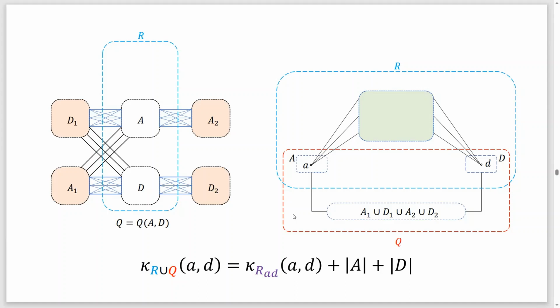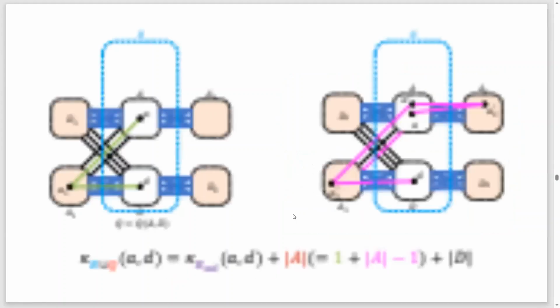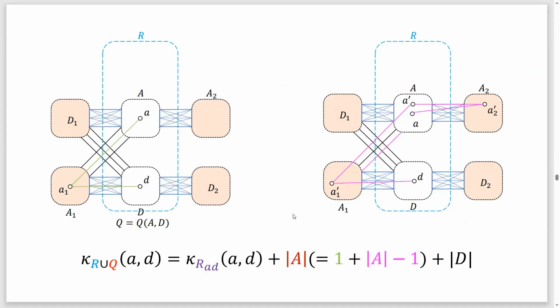below we begin our proof of the lemma at the bottom of the page. That is, kappa of R cup Q from A to D is kappa of R_AD from a to d, adding the size of A and the size of D. We also prove this lemma in a flow-cut manner. That is, we first construct vertex-disjoint paths and then construct cuts that meet these requirements. So for the first one, we consider constructing a flow in R cup Q, the whole graph.